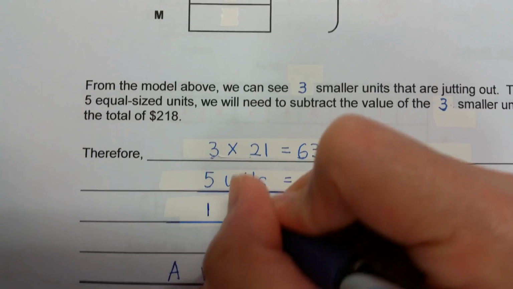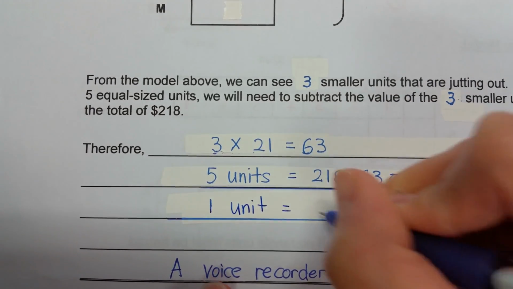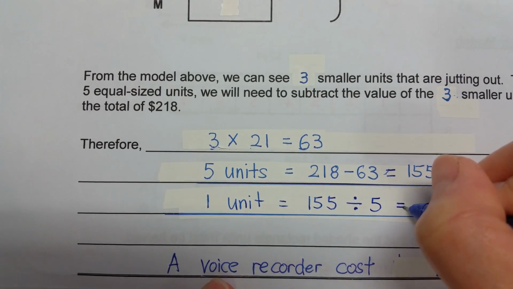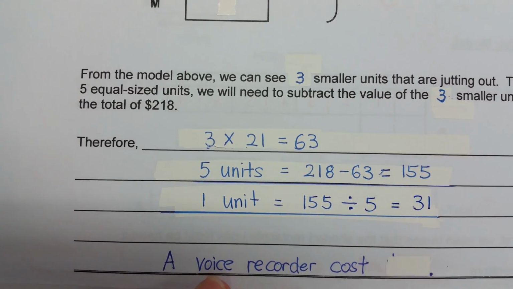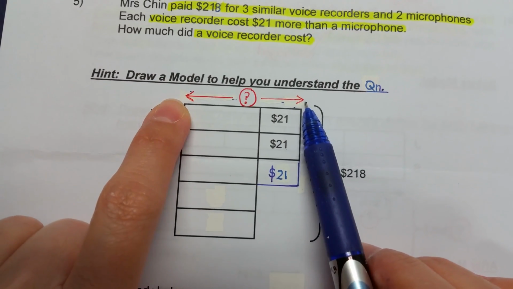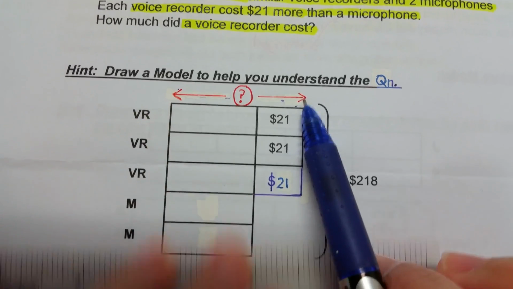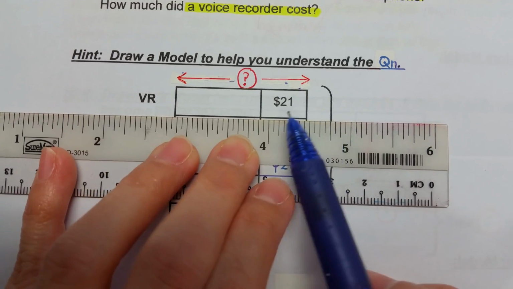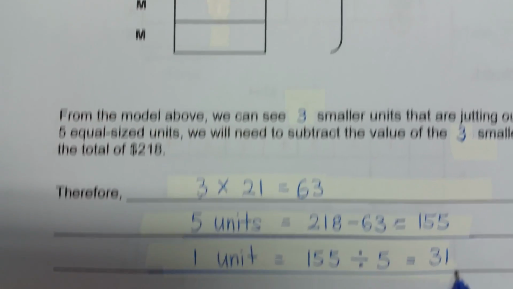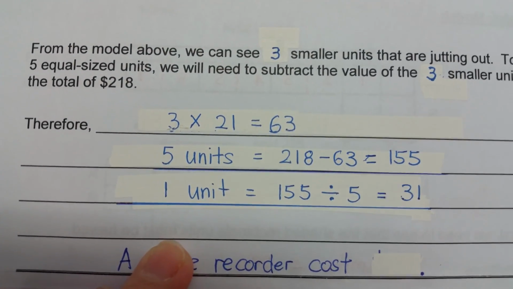Now we will need to go on to find the value of 1 unit, which is 155 divided by 5, and that gets us 31. Now, but this is not the end of it, it's not the answer to the question, because the question mark has to be drawn here, because this is the value, the cost of 1 voice recorder. That's $21 here that we will need to add back to the 31 for the 1 unit. Which also means that in this rectangle box here, you should indicate 31.